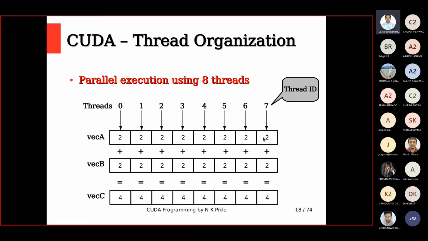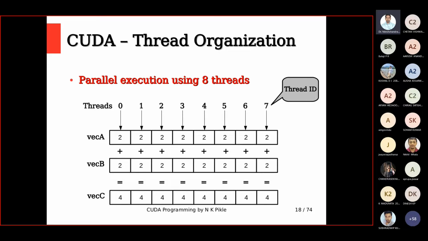In this case, we have assigned the same values for all the elements, but they are working on different elements of the array, right? So this type of computation is referred to as single instruction multiple data. That means data is different, but all threads are working on the same instruction, right? GPU is suitable for this kind of computation.